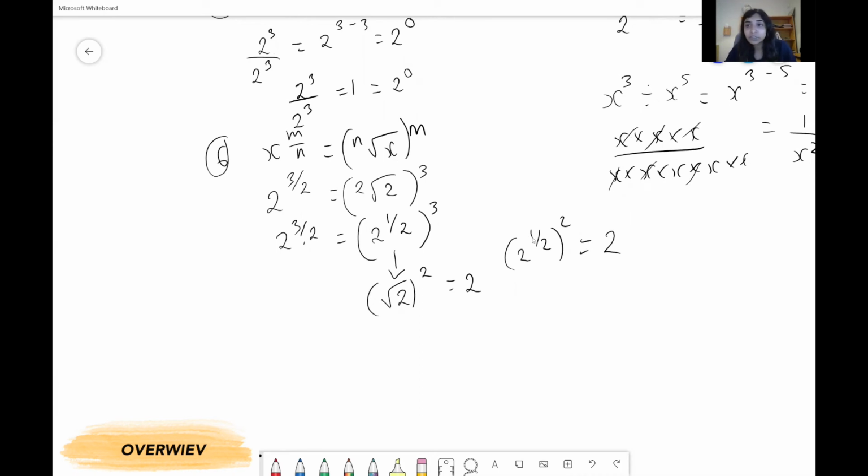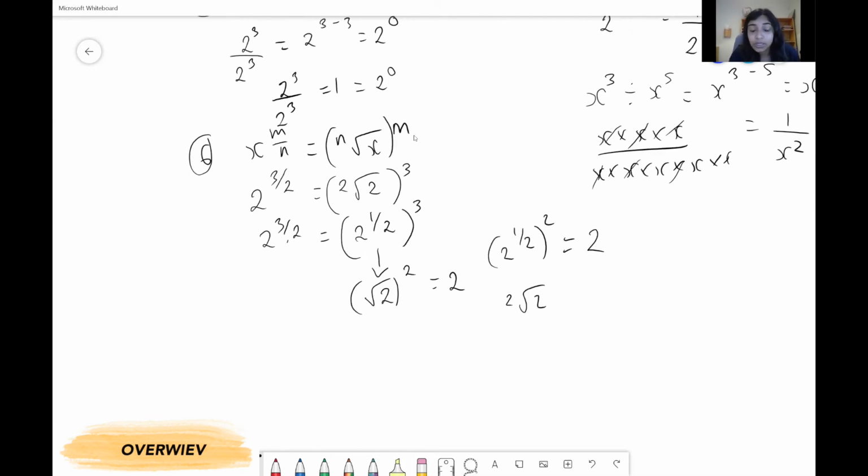So you could even use that rule with 2 to the half. You would just see that m is equal to 1 and n is equal to 2. So it would just be the 2nd root of 2 to the power of 1. So that's just the square root of 2. So that's the last rule.